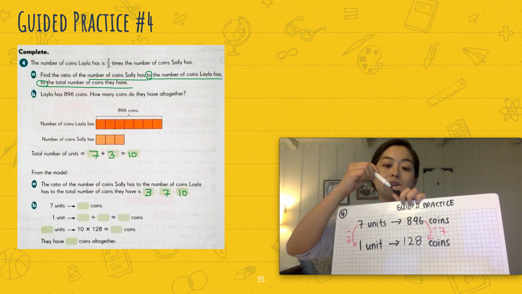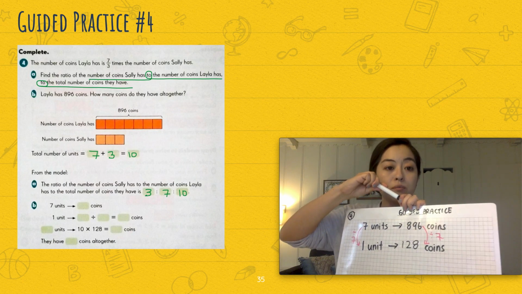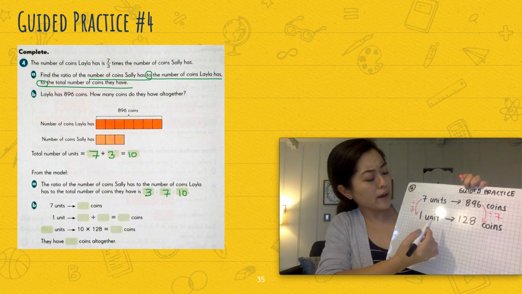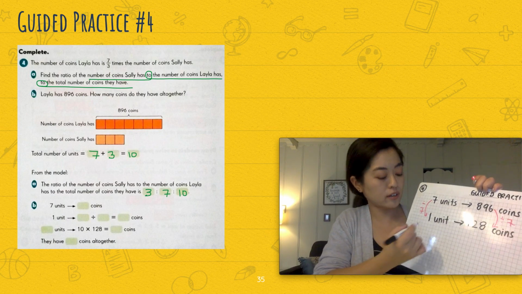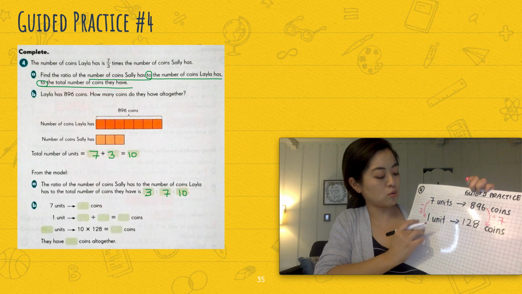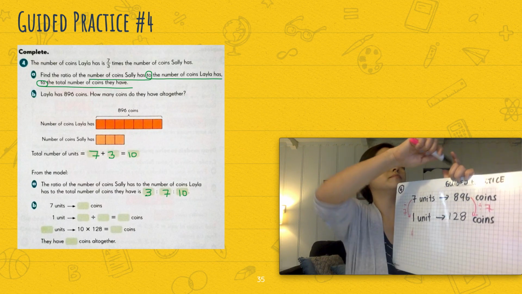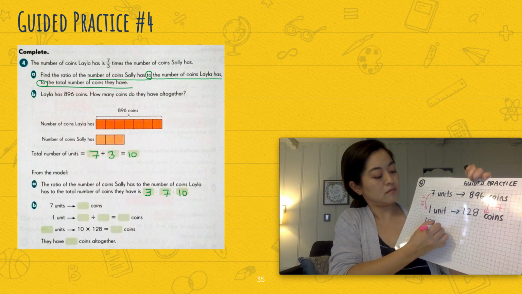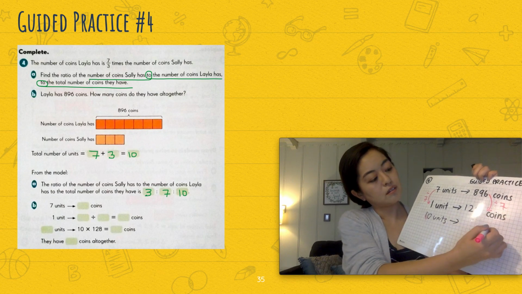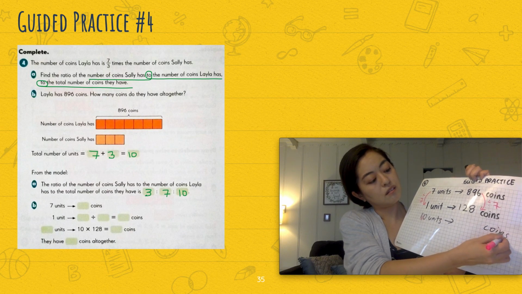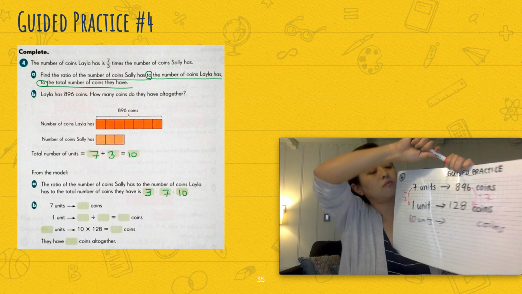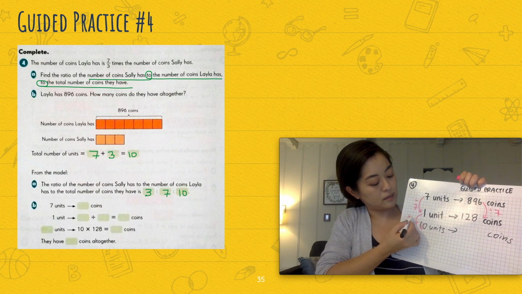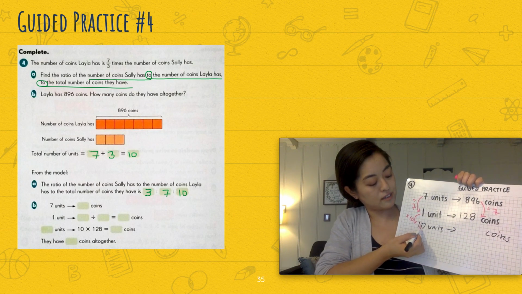I'm not done, because the question says, how many coins do they have all together? Well, let's look at the total number of units. That's 10 units. So 1 to 10, it got bigger, so I have to multiply it by 10. 1 times 10 is 10.